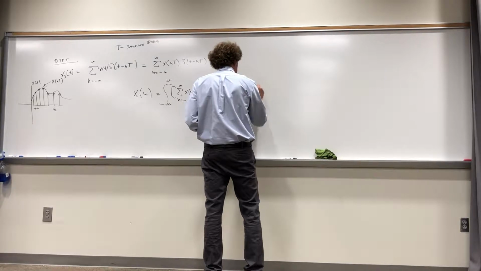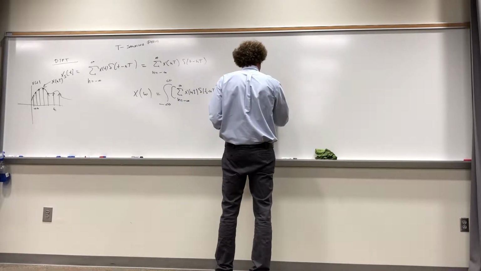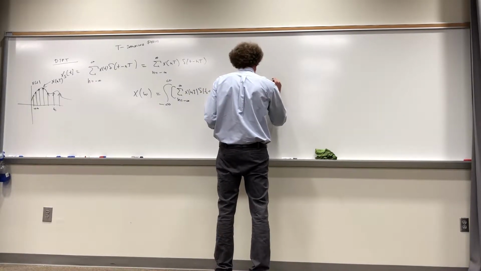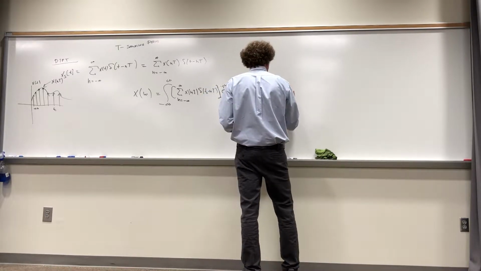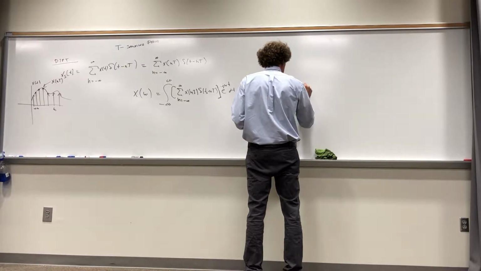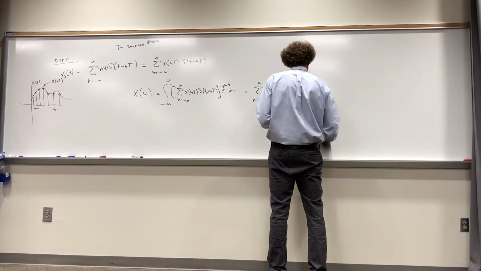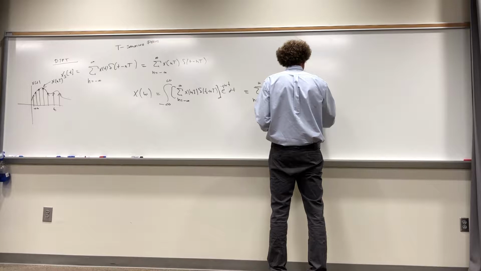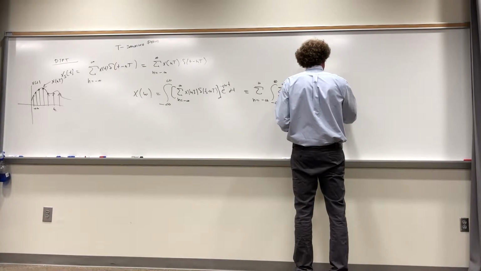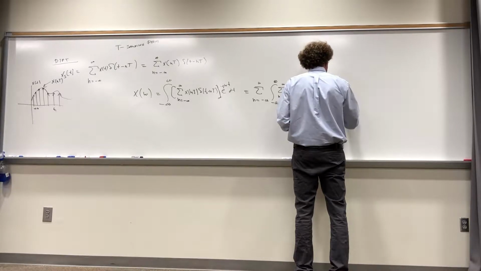I can say that this is really equal to a summation, n equals minus infinity to infinity here, and then the integral from minus infinity to infinity. This is done all the time, so you might as well get used to this. Of the summation of n equals minus infinity to infinity of x of nTs times delta of t minus nTs, times e to the minus j omega t dt.